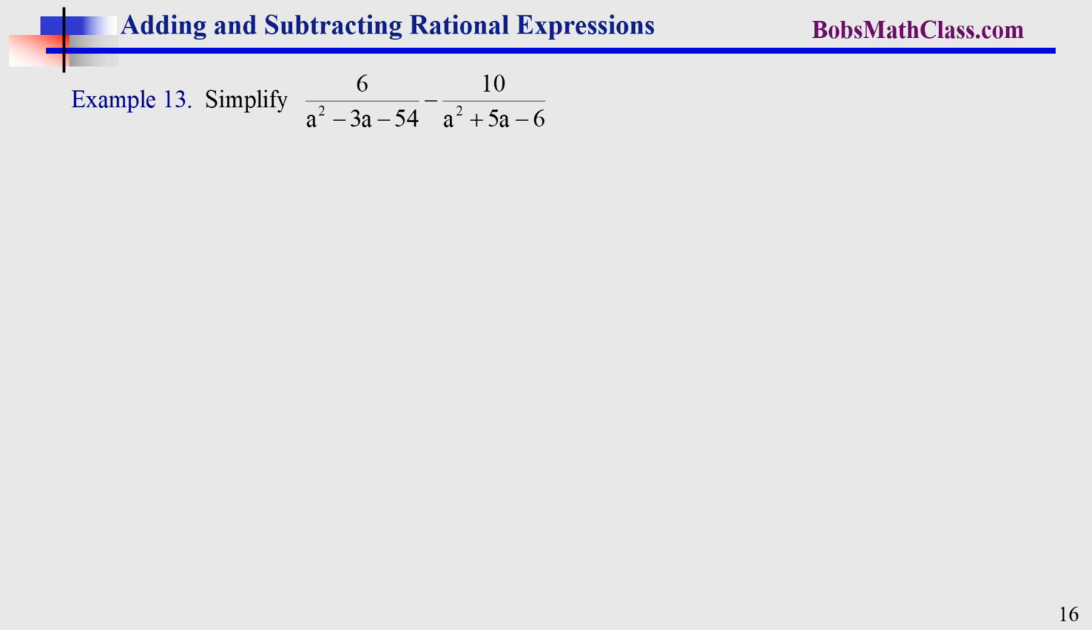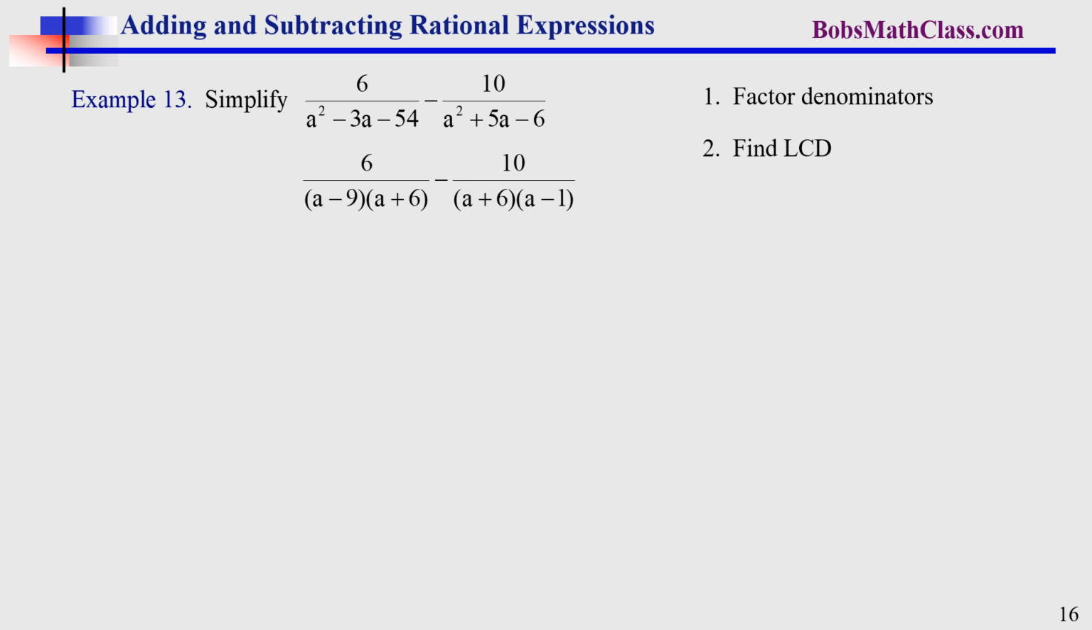Again, we've got a factor. I know I go through this kind of quickly, so you always want to pause the video and work out these problems on your own. Okay, so the first fraction, the denominator is a minus 9, a plus 6. And the second one is a plus 6, a minus 1. LCD, let's see, we're going to need an a minus 9, an a plus 6. Anything else? Right, an a minus 1. That covers everything.